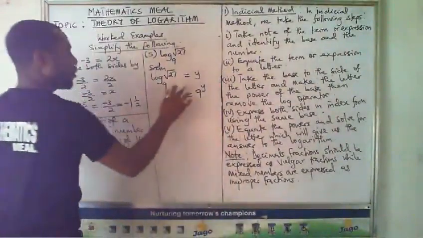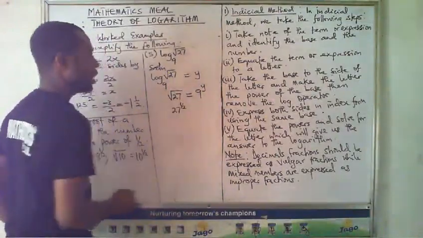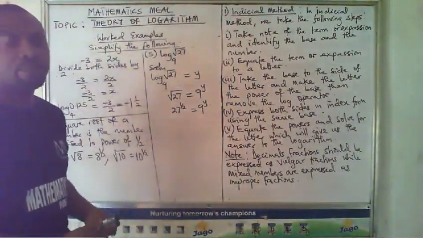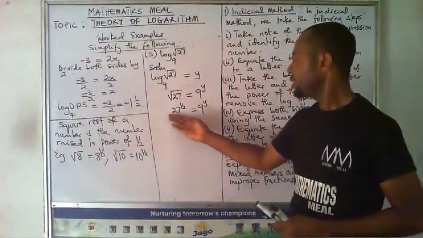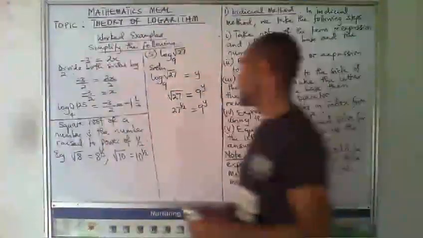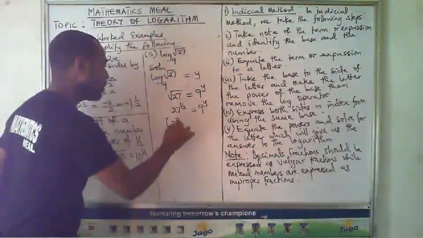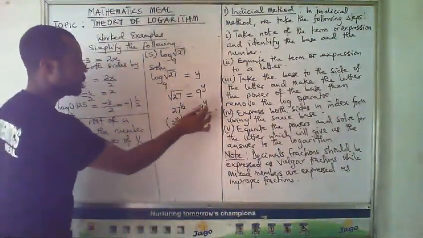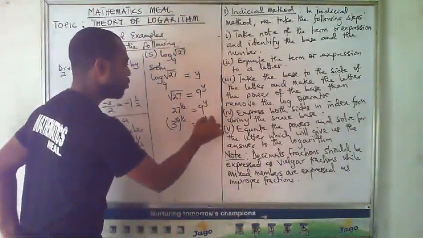So we have this now. Since the square root of a number is that number raised to power half, we can write this as 27 raised to power 1 over 2 equals 9 raised to power y. We express the two of them in index form using the same base, and the common base we can use is 3. So 27 is 3 raised to power 3, but remember we still have the half here. Now 9 is 3 raised to power 2, and we have y here.